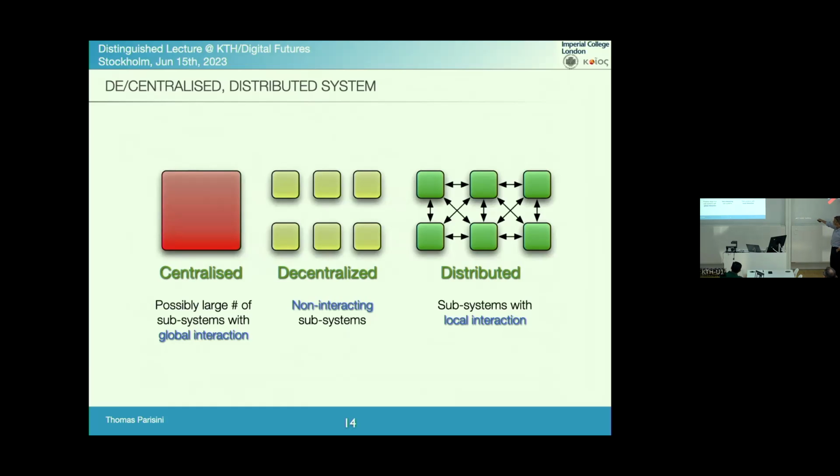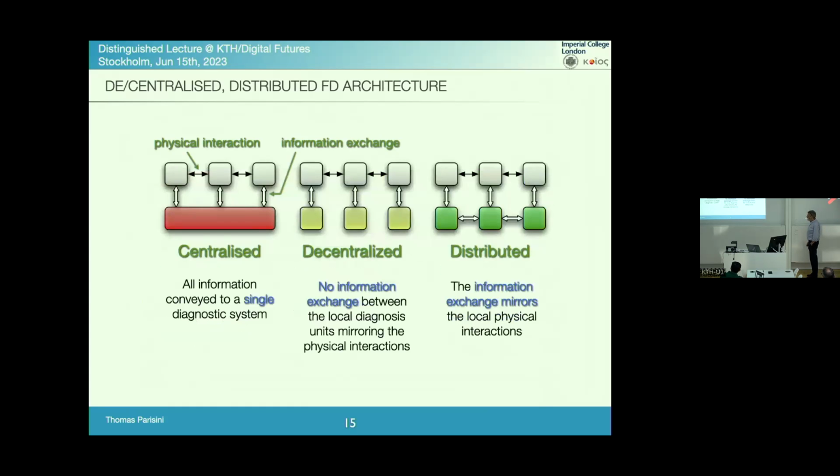So that means that there is no information exchange between the subsystems. Distributed means that we are kind of in the middle between these two extremes. That means that you do have a decentralization, but you have information sharing between local subsystems, okay? They can interact with each other, but only locally. It's kind of a middle way between the two. And this is what we are going to deal with here, okay?